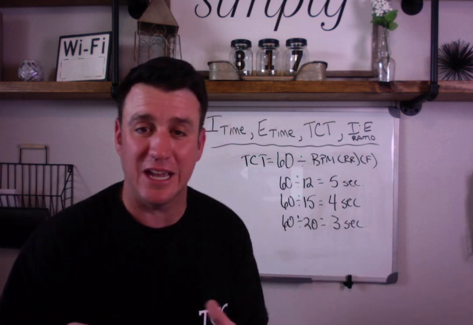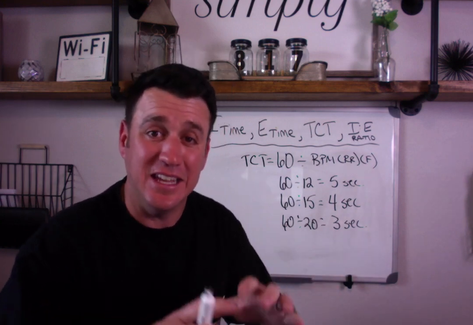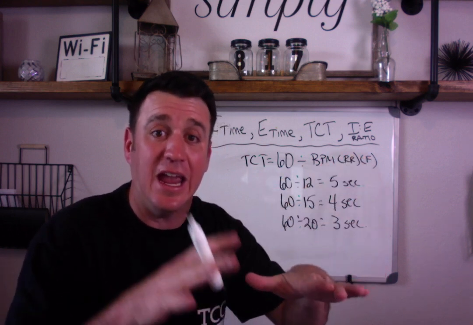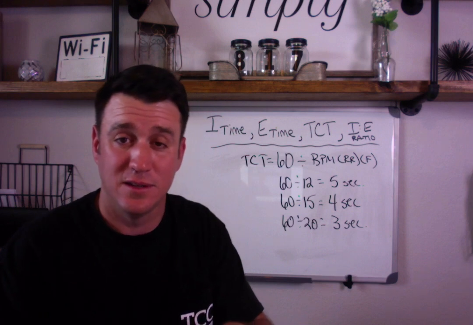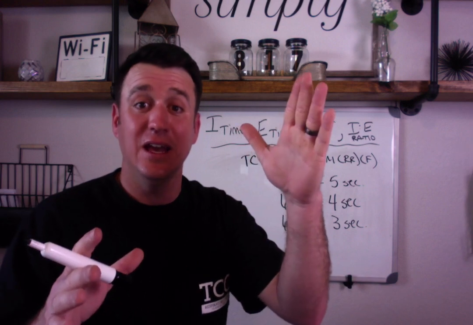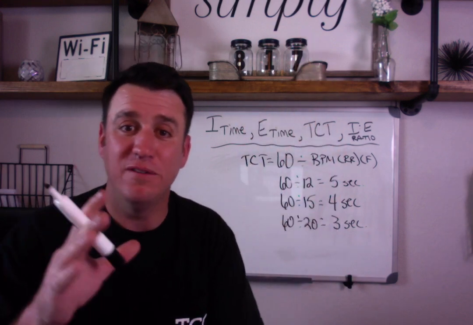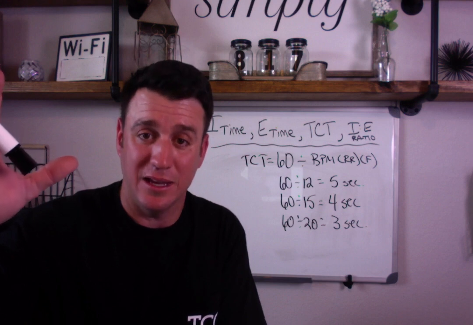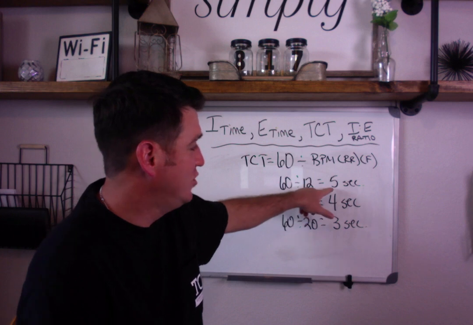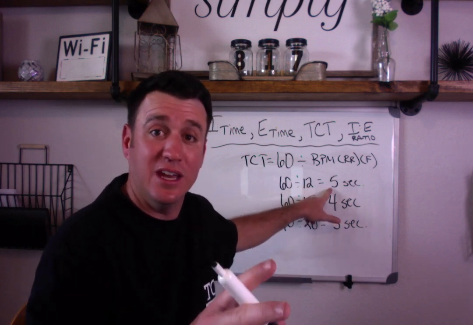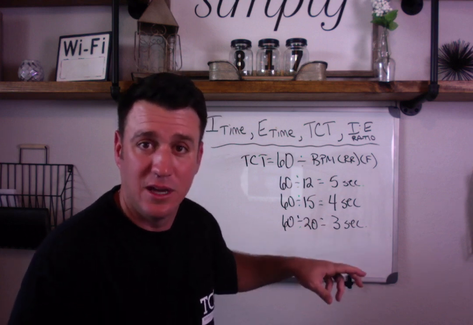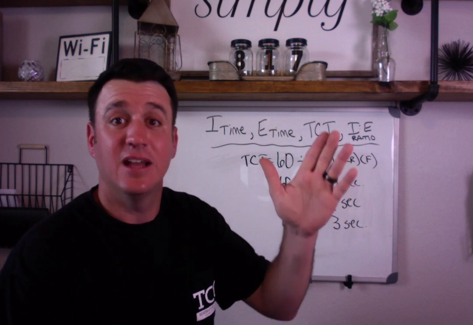Now, what total cycle time tells you is the entire cycle of the inspiratory phase and the expiratory phase. This is the total time that you have to get the breath in and the breath out before the next breath is coming back in. Obviously, a rate of 12 gives you much more time to get your breath in and out as opposed to a rate of 20, where you only have 3 seconds to get the volume in and allow the volume to come out.